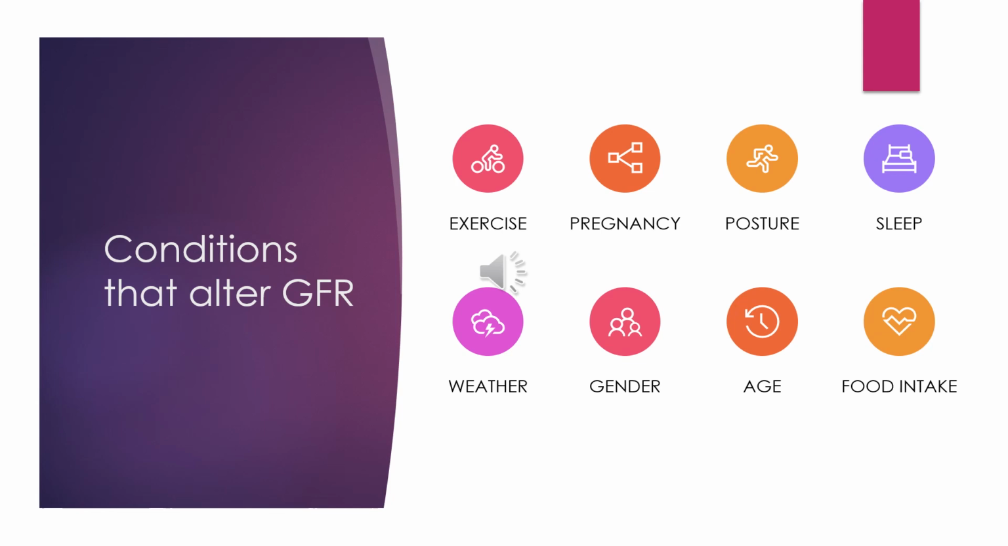Gender. As the blood volume for females is less when compared to males, glomerular filtration rate is less in females. Age. As the age advances, the number of functional nephrons decreases, and hence glomerular filtration rate decreases with advance in age. In children also, this GFR is less. Then food intake. Intake of food rich in proteins increases glomerular filtration rate.